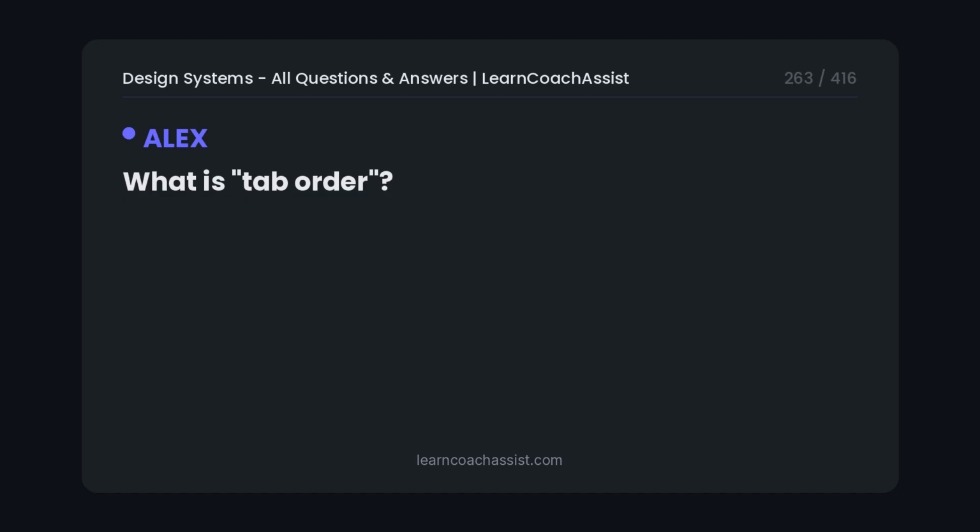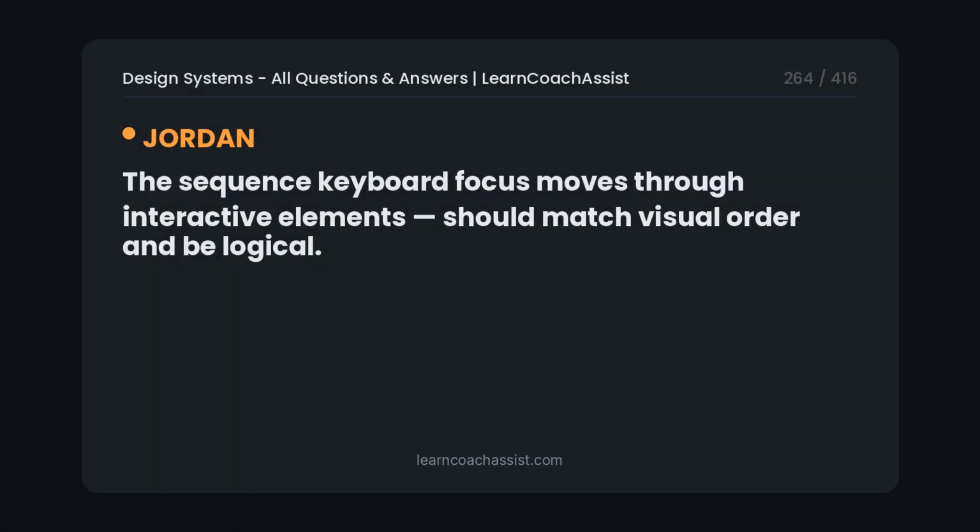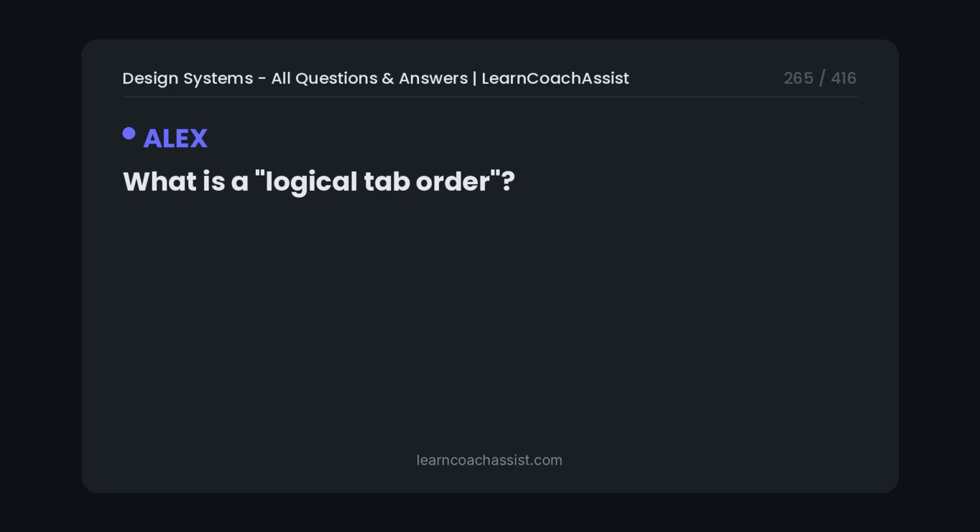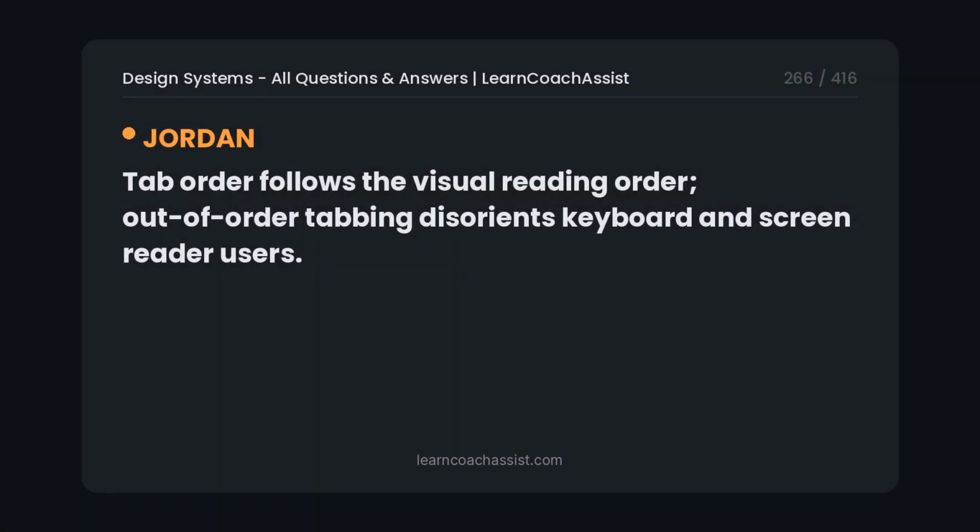What is tab order? The sequence keyboard focus moves through interactive elements, should match visual order and be logical. What is a logical tab order? Tab order follows the visual reading order. Out-of-order tabbing disorients keyboard and screen reader users.